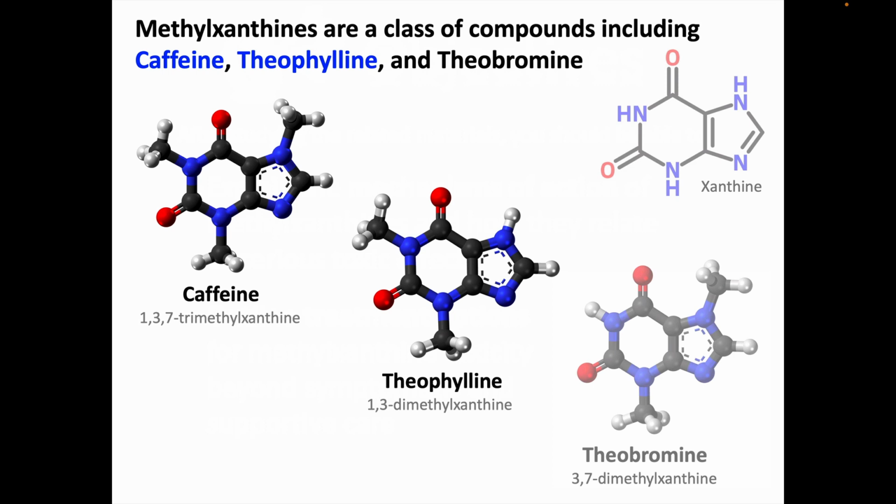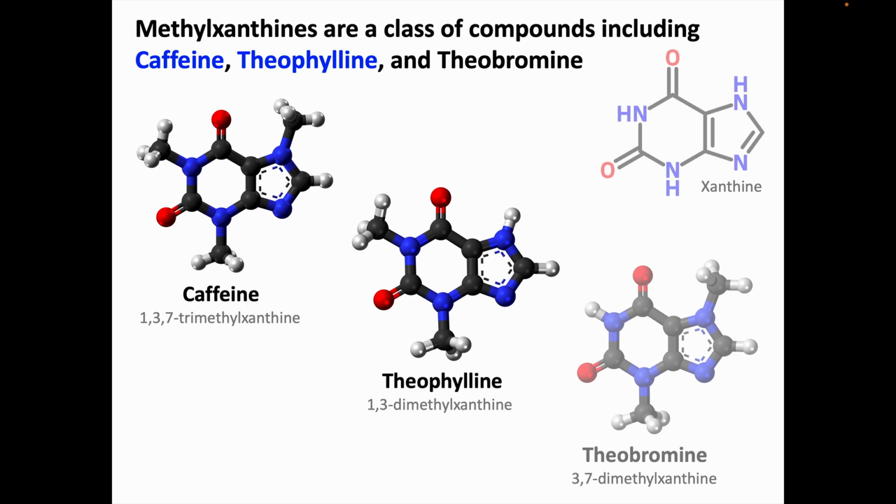First off, what are the methylxanthines? Well, they're a class of compounds all based off of xanthine, which have various numbers of methyl groups attached to them. This includes caffeine, 1,3,7-trimethylxanthine, theophylline, 1,3-dimethylxanthine, and theobromine. Caffeine was named after coffee, and theophylline was named after tea, so you'd think the theo in theobromine would also mean tea, but it's derived from a different word root.